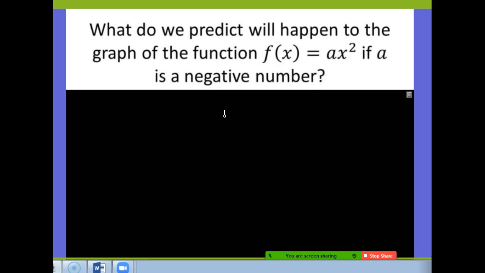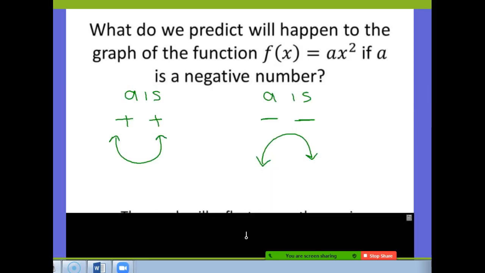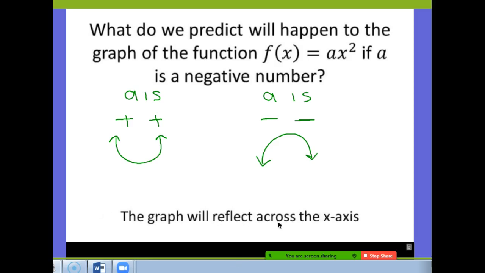A negative a value is going to cause my graph to open down like a frown. So if the value of a is negative, it will reflect across the x-axis. Just like in the past, if a is positive, it opens up. It looks like a smile. If a is negative, it opens down like a frown. So your negative, sad face, and your positive, happy face.